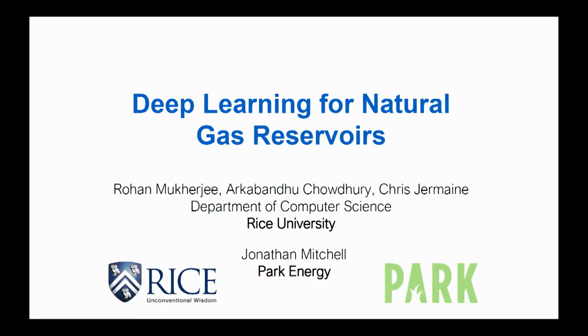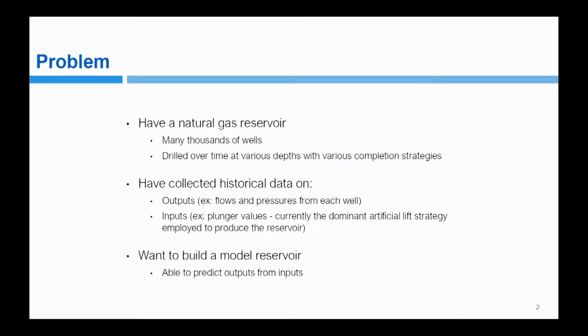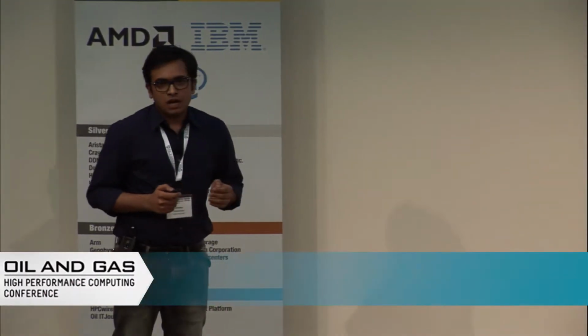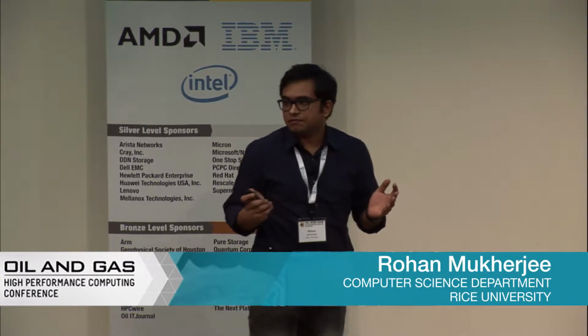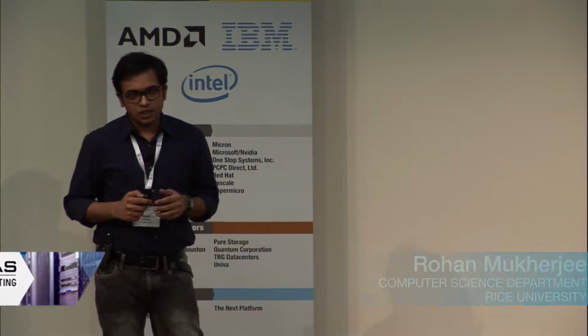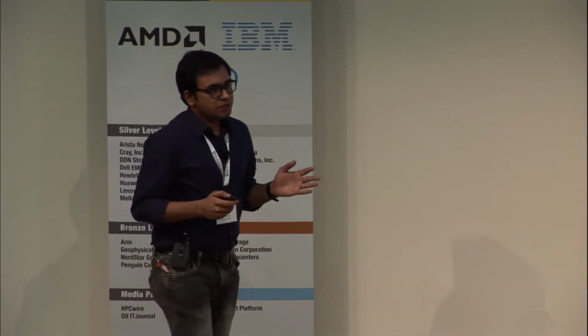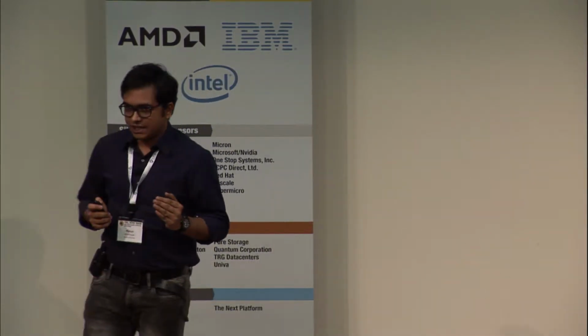To motivate the talk, what we are trying to solve in this problem is, let's say we have a huge natural gas reservoir which consists of multiple wells. And each one of these wells has different characteristics of itself. We can think of the well as an input-output system, where the outputs may be the items of our interest, for example, the flows and the various pressures in each well.